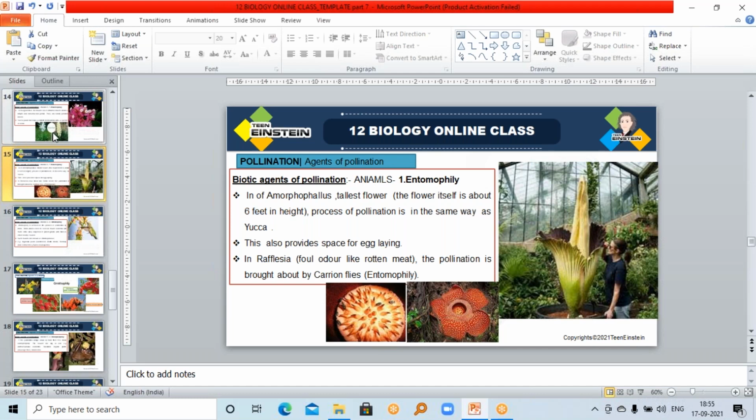As the seed is developing, the larva of this moth will come out of the egg. The life cycle of both the yucca plant and this larva cannot be completed without each other. So they have a symbiotic association. Got it?